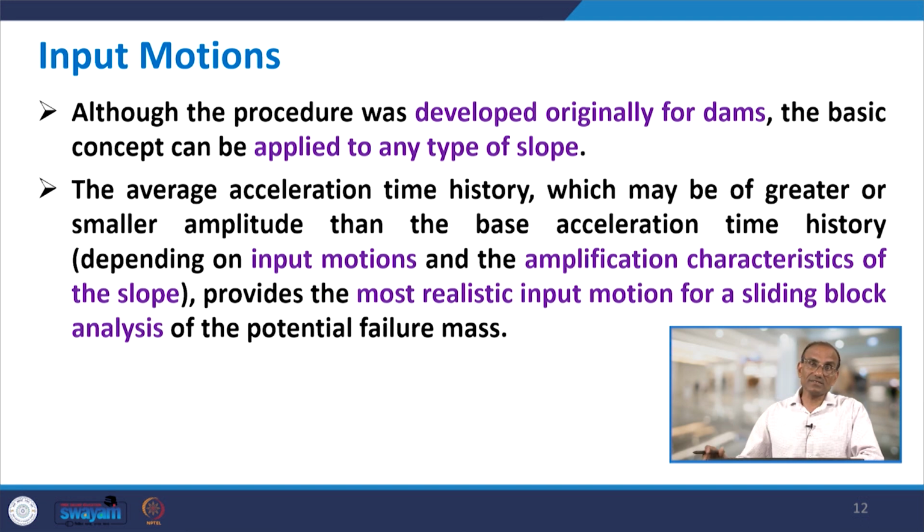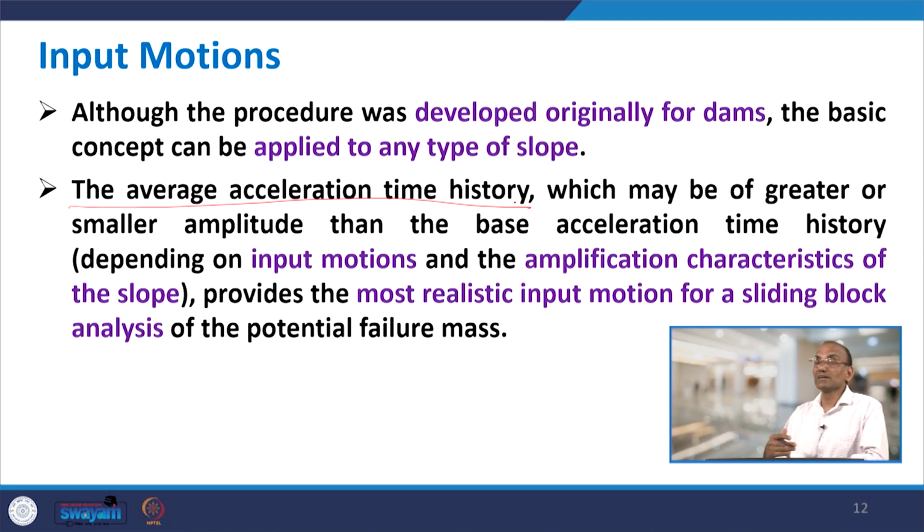If it is greater than the base acceleration time history, then depending on input motion and amplifying characteristics of the slope, it will provide the most realistic input motion for sliding block analysis of the potential failure mass. So, what is the difference compared to what we discussed earlier for the Newmark sliding block analysis? In that case we define a yield acceleration AY. Here, rather than defining a yield acceleration, you find out what is called the average acceleration time history.